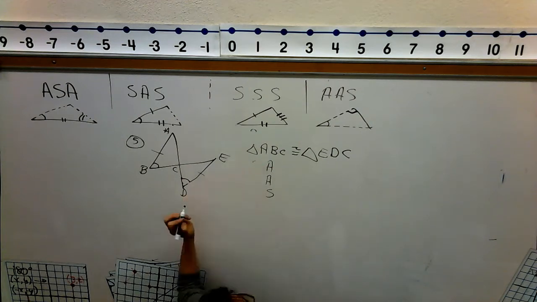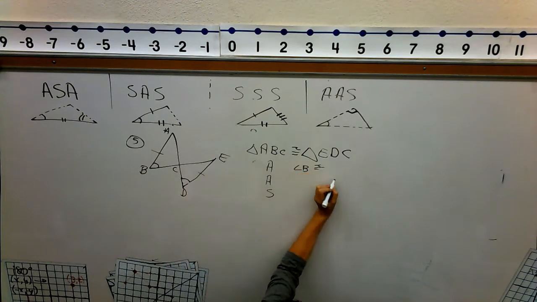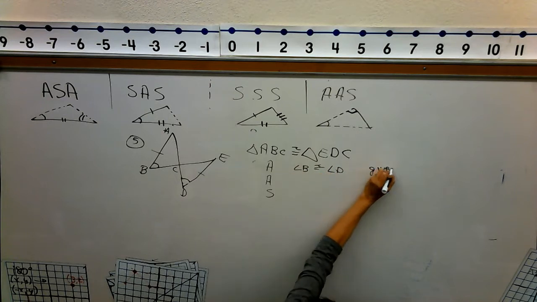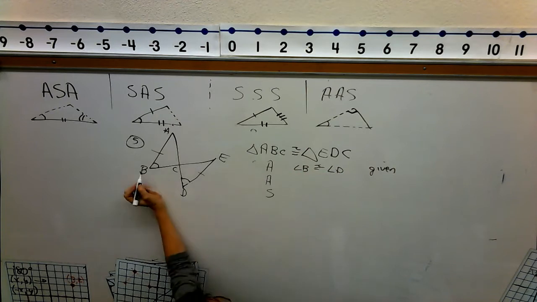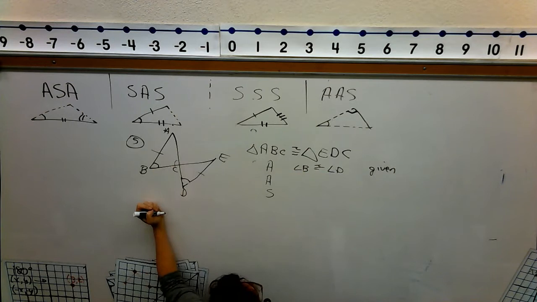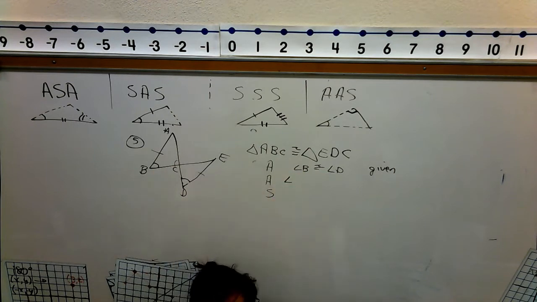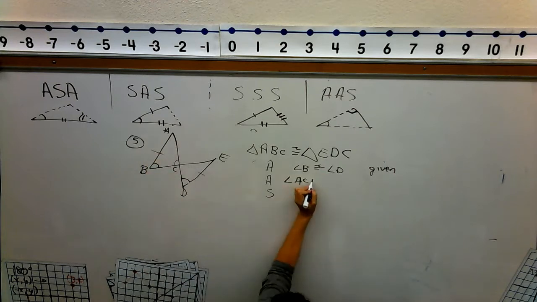We'd say, so angle B and angle D are congruent. Angle B is congruent to angle D. And our reason would be given, right? Because they put it on the diagram. And so what do we call this angle right here? You can't call it C. There's too many angles there at C. ACB? We can call it that. ACB is congruent.